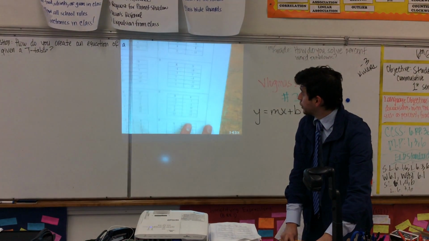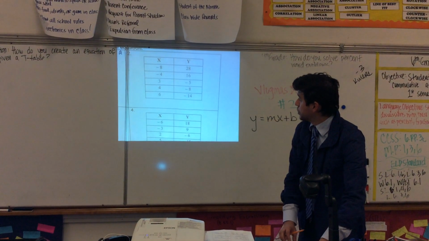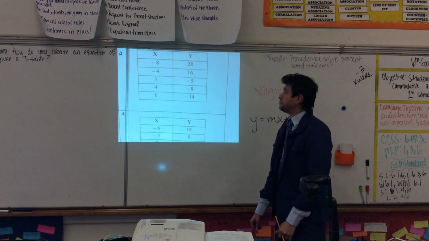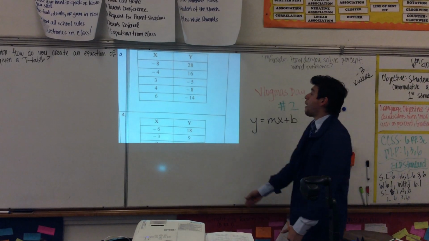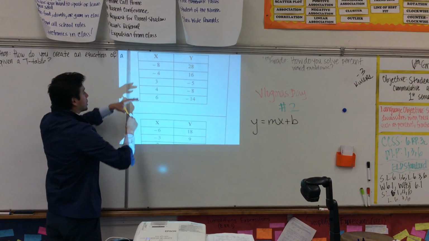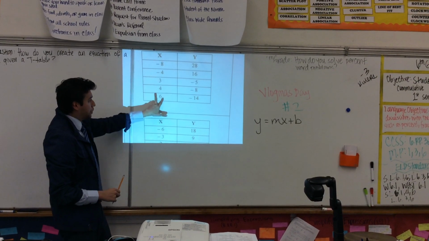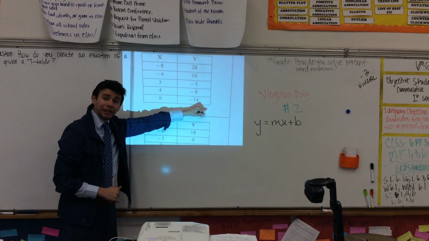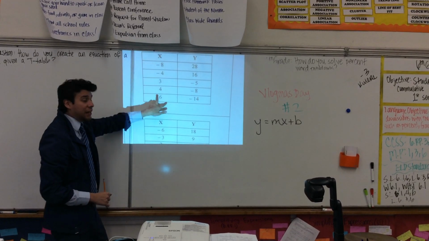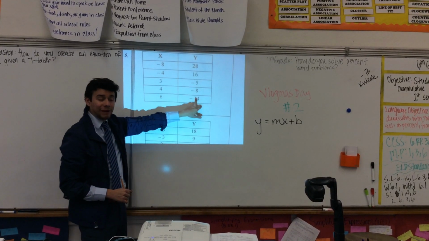Let me zoom that in for you so you guys can see the problem that I'm doing. So that's that problem. Notice, once again, remember, these are your x values. These are your y values. We call them the input values. These are the output values. In high school, these are your domain values, and these are your range values.